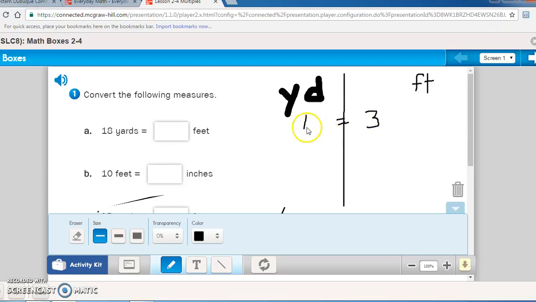Once you discover what you have to multiply 1 by, it's going to be easier for you now to do 18 yards. Well, if I multiplied 1 times 3, I'm going to multiply 18 by 3. And if I don't know what that is, I can always add 18 three times, and I will get the same answer. So 8 plus 8 is 16, plus 8 is 24. I carry the 2, 2, 3, 4, 5. So 18 yards equal 54 feet.